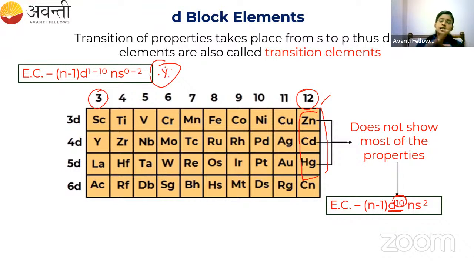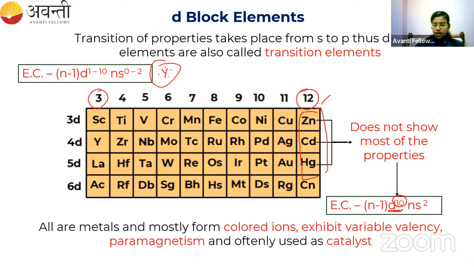Other D block elements are all metals actually, and mostly they form colored ions. They exhibit variable valency, they have paramagnetic character, and they are used as catalysts. All these are the properties of D block, which we will be discussing in class 12. We have a separate lesson called D and F block elements. In that lesson, we will discuss each and every property of the D block elements in detail. Now let me jump to F block elements. Regarding this D block, the electronic configuration is very important.